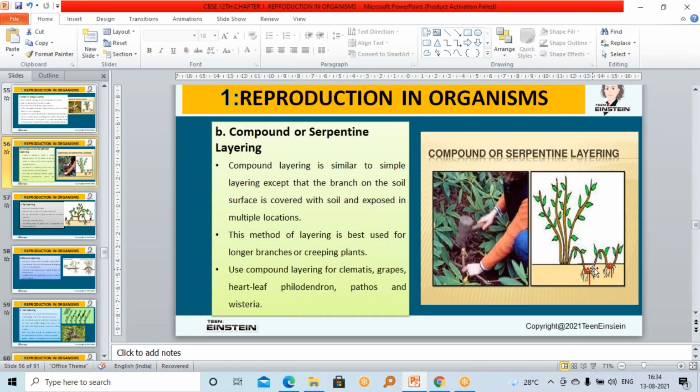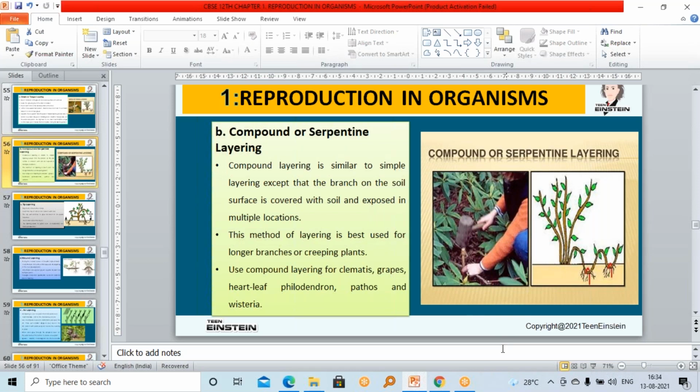And here, after covering one time, one part is exposed to air, or it is above the soil. Again, the same thing, we are bending here and the tip portion is exposed. So the difference from simple layering is that the flexible branch which we have selected will be covered with soil in multiple locations. That's the one and only difference.